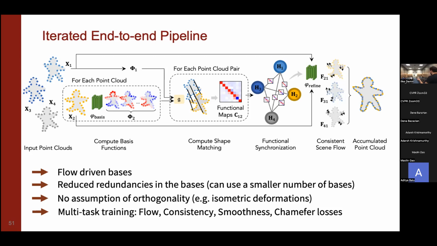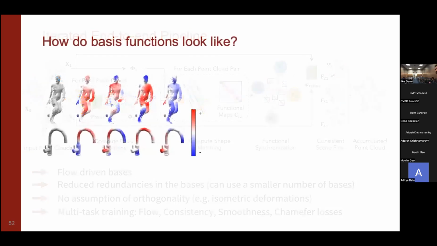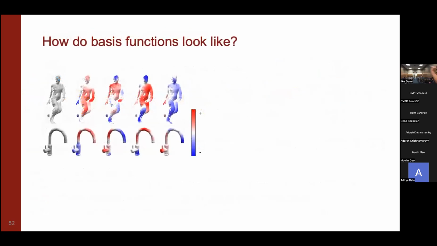And now we can handle non-isometric deformations as well, because orthogonal functional maps actually implied recovery of isometric deformations. I don't have anything like this. And I can use all this supervision information to train this: flow, consistency, Laplacian smoothness, chamfer losses, everything you can imagine from geometry, you can put there as a loss function. Good. And this is how the basis functions look.